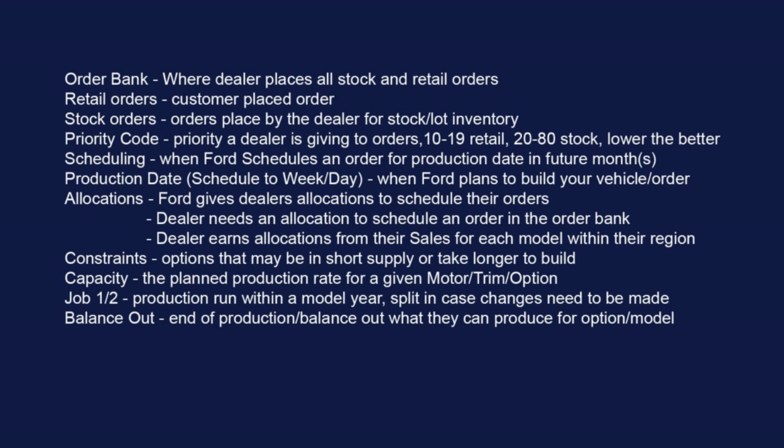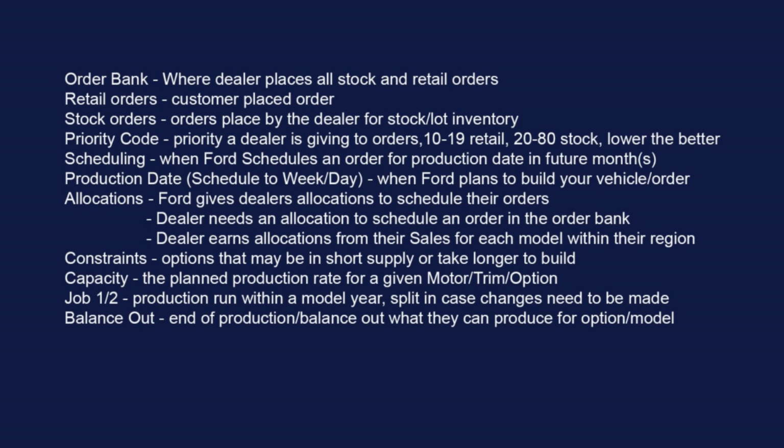And then job 1 and job 2, that is a production run within a model year. We're going to talk about that a little bit later as well when we talk about some things that are coming up for F-150 for job 2. They'll split those into two different ones for different reasons. One of them may be that at the beginning of the model year, they weren't ready to provide a certain option. So they have a job 2 once it's available to shift over and then start production. So their order guides are based on the job 1 order guide or the job 2 order guide.